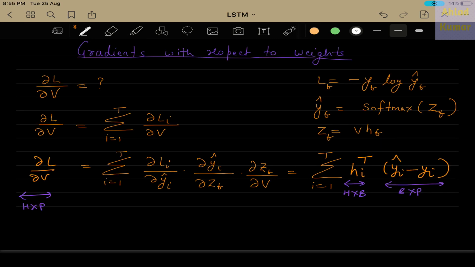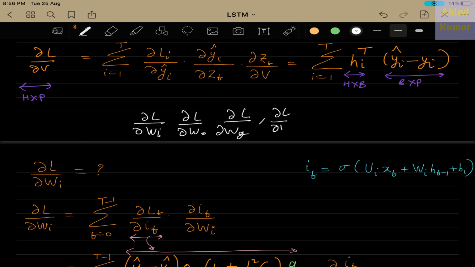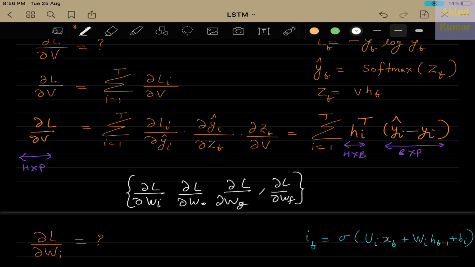So now we will calculate the derivative of the loss with respect to the weights, and they are actually the derivative of the loss with respect to the input gate, the output gate, the candidate gate, and the forget gate. We will calculate all of these together and see what results we obtain, and also the derivative of the loss with respect to V, which is the output matrix, that takes the HT from the hidden states of the LSTM and produces the final output Y hat, through the matrix V which connects the two.